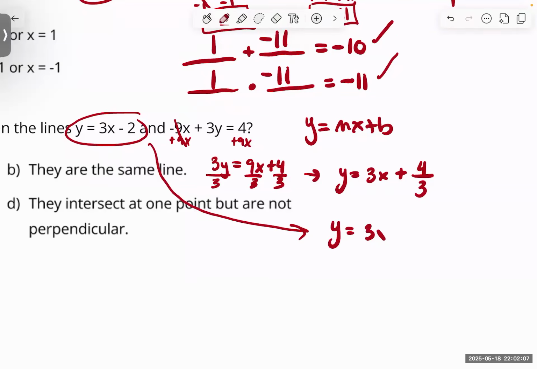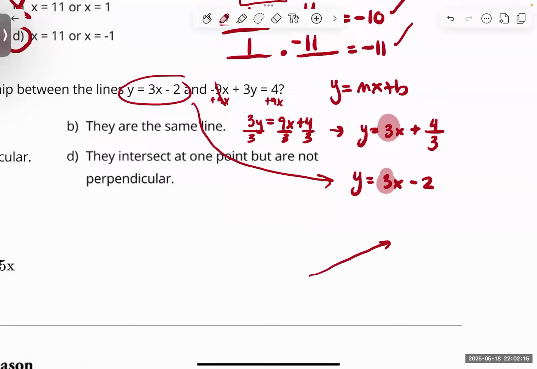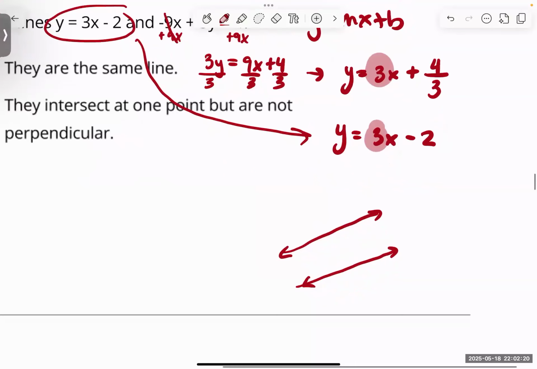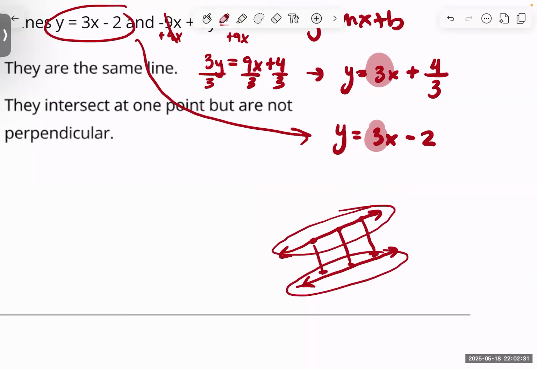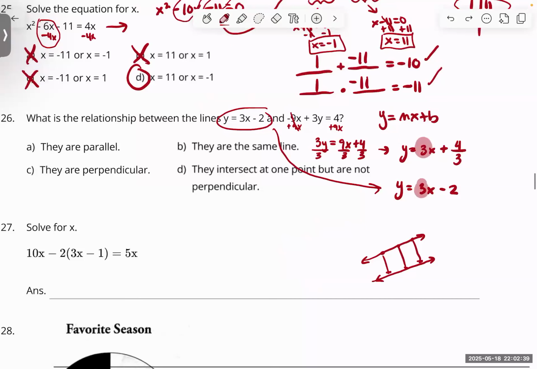Y equals 3x minus 2. Well, notice how the slopes are the same. And if the slopes are the same, that means the lines are going to be parallel to each other. And if you don't know what parallel means, it means the points are equidistant from one another and they're never going to intersect. Think of it like a ladder. They're straight, they're not going to touch each other. That's what parallel means. So the answer is A, they're parallel because they have the same slope.